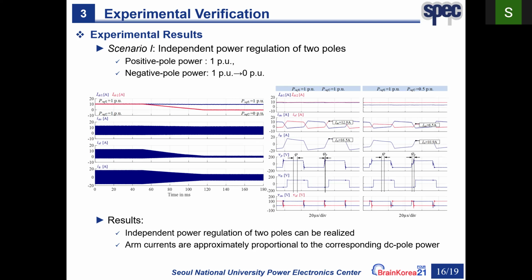Therefore, it can be verified that independent power regulation of two poles can be realized, and the arm currents are approximately proportional to the powers of the corresponding poles. Also, the transformer current is approximately proportional to the total power transfer between the primary and the secondary side. Hence, the bipolar operation does not result in extra stress on the power semiconductor devices or the transformer.